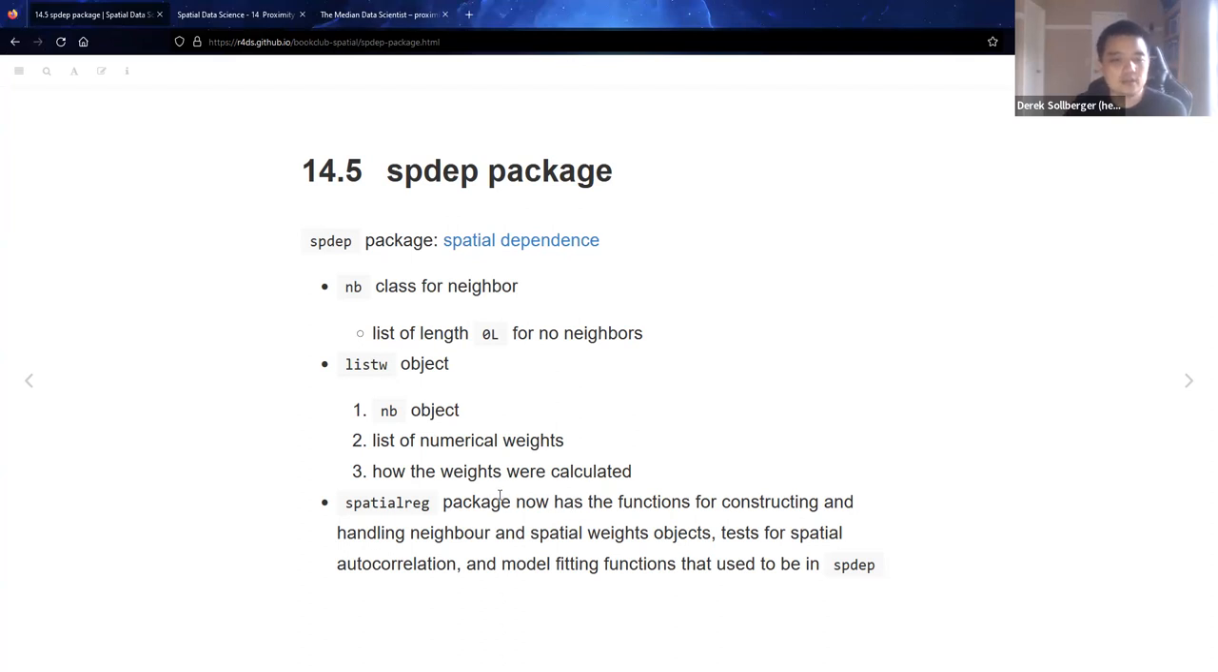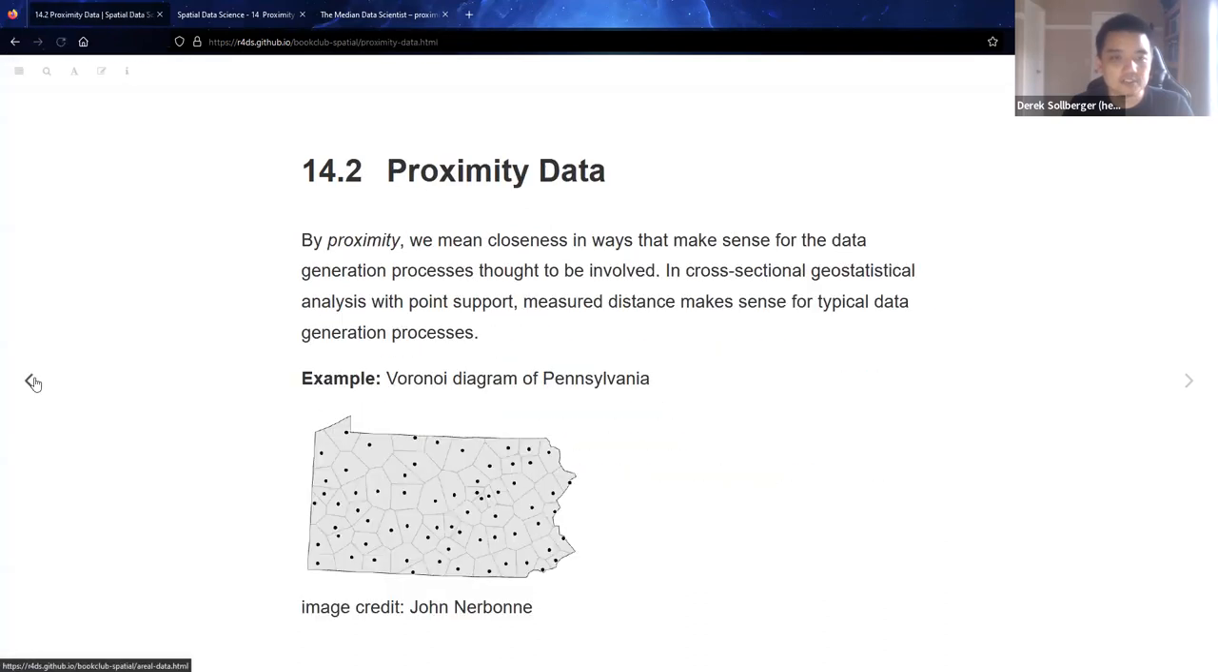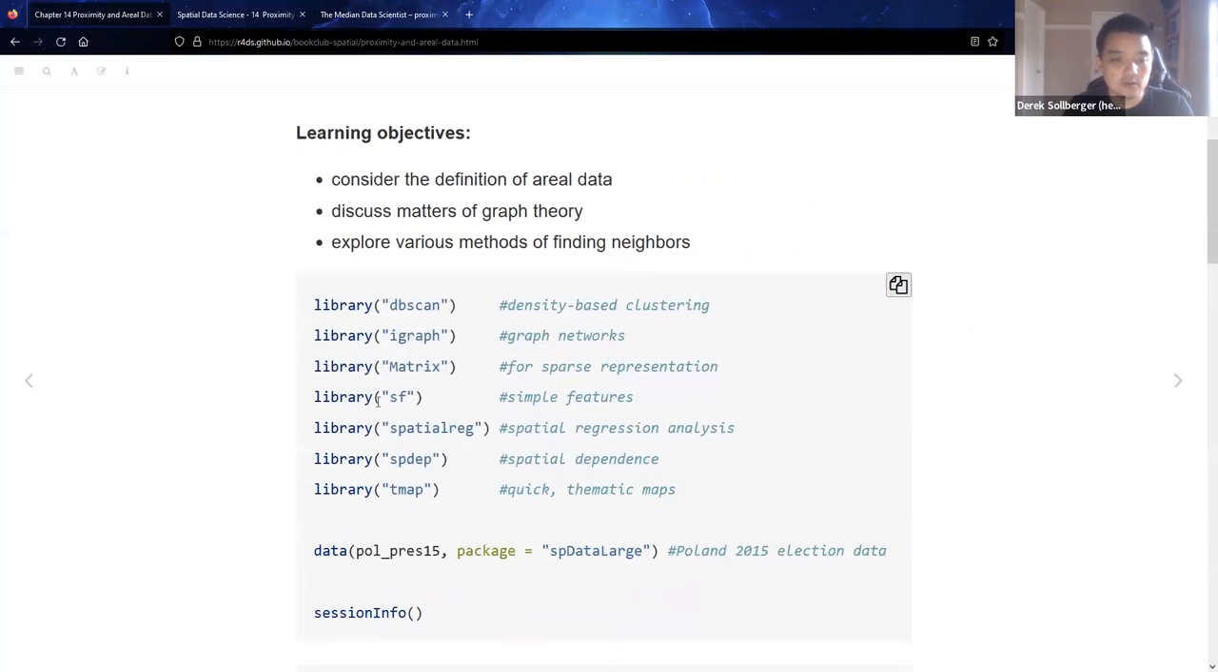We also note that the spdep package used to have calculations, but functions for constructing and handling neighbor and spatial weights objects, tests for spatial correlation, and model fitting functions that used to be in spdep have been moved over to the spatialreg package, the spatial regression package. Thus, in other words, when we're doing the calculations here in this chapter, we needed both the spdep package and the spatialreg package.